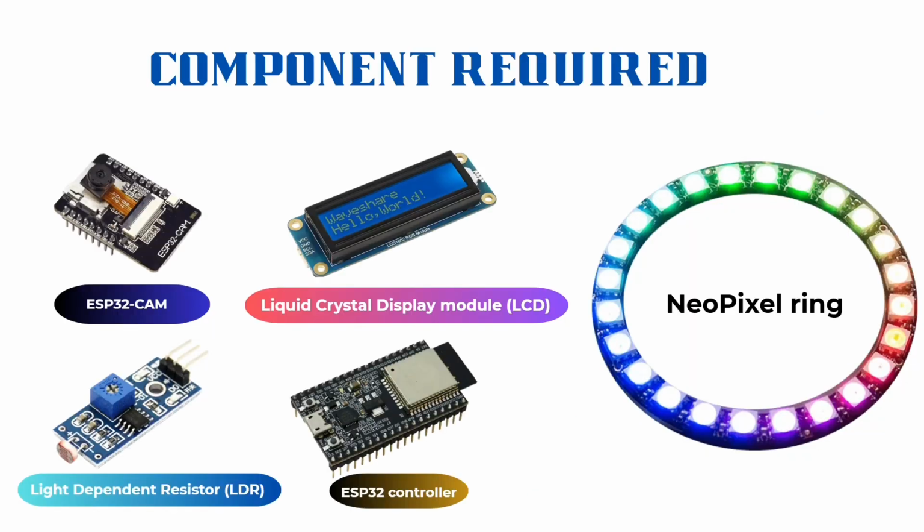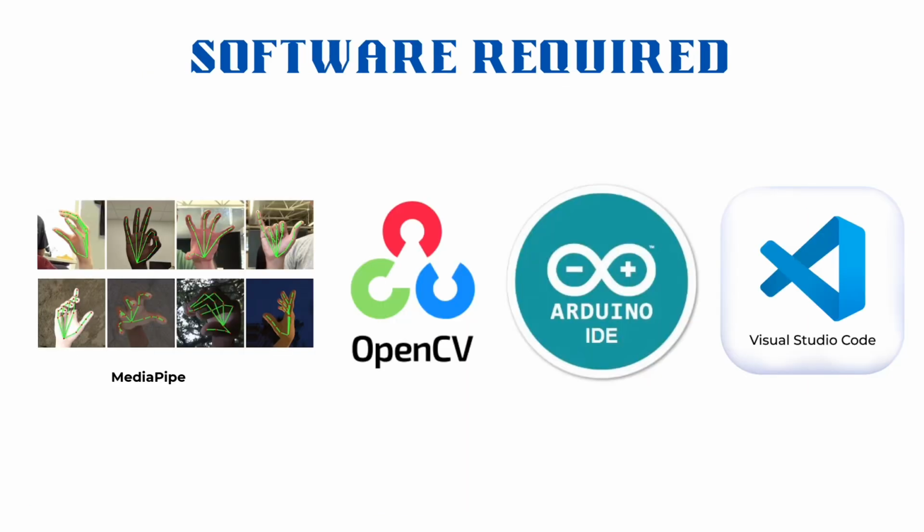And here are the components required. We have the ESP32 camera for recording a live stream of our hand gesture. After that, we also have an LCD that can display the data and the color status, and we also have an audio sensor that can customize the light. For example, when it's sunny, our NeoPixel ring will be turned off automatically. And we also have the ESP32 controller that can control our NeoPixel ring as well as the LCD and audio. Besides that, we also have the software required.